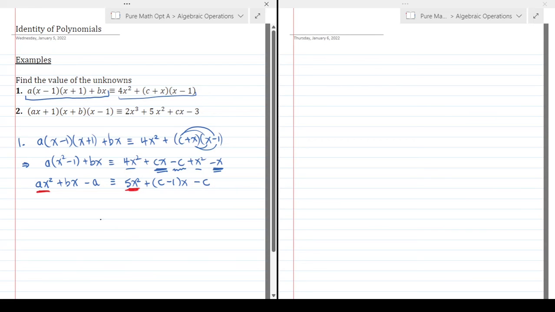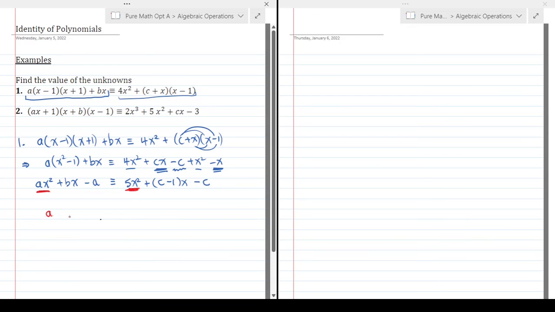So it's not that I'm going to take everything on the left and put it equal to 0 and try to get a quadratic equation. No, I leave what is on the left and I leave what is on the right. And I just compare them when I get to this polynomial stage here. So clearly, a is equal to 5, right?